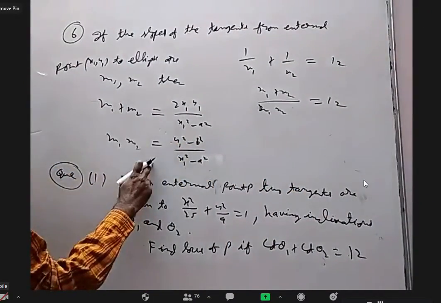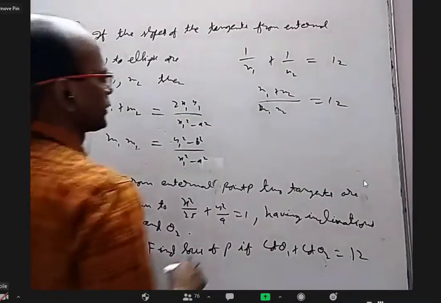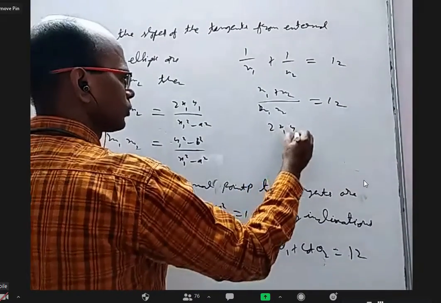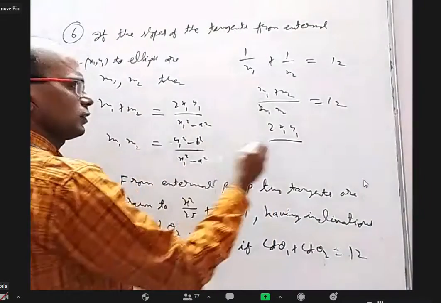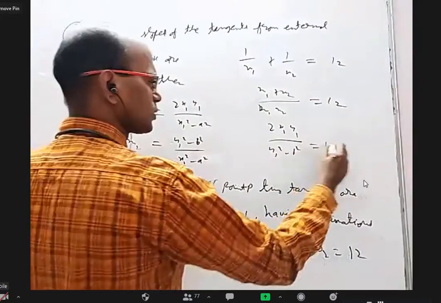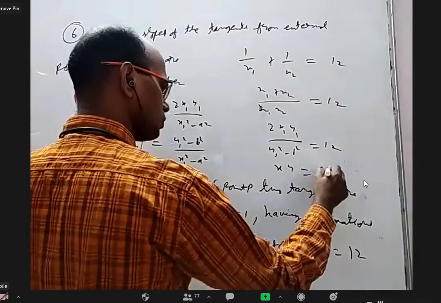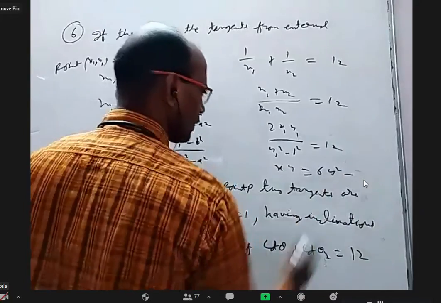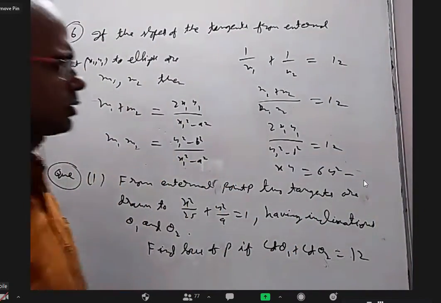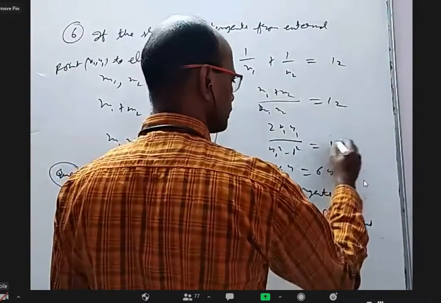We already know the sum of the roots and the product of the roots. I don't have to write all the working again. So this will be 2x1 y1 in the numerator, the denominator will cancel, y1 square minus b square equal to 12. So xy equal to 6 (y square minus b square), that is 9. 6 9s are 54.